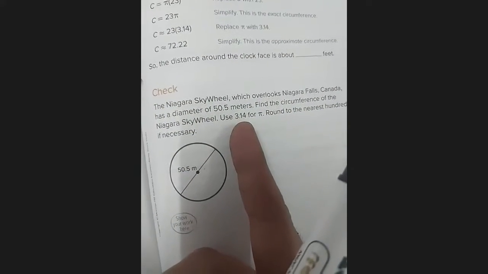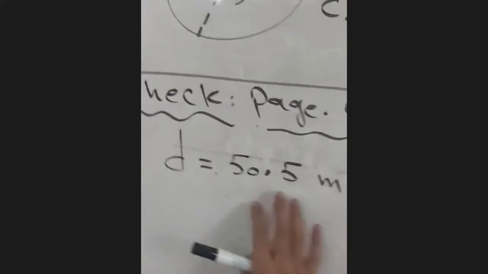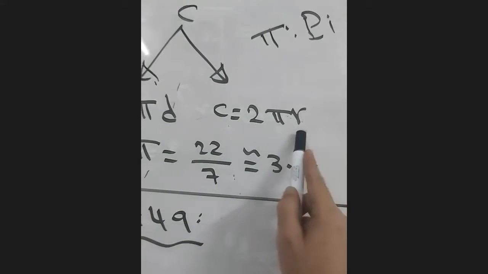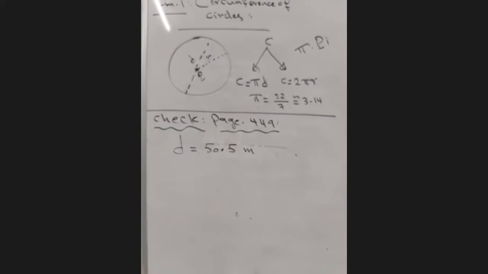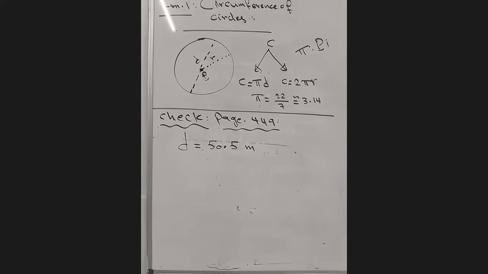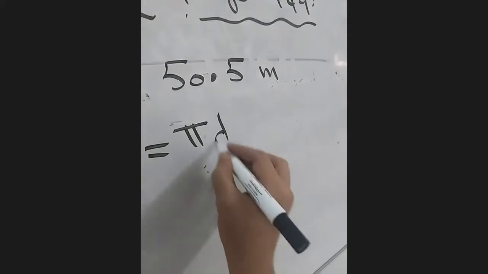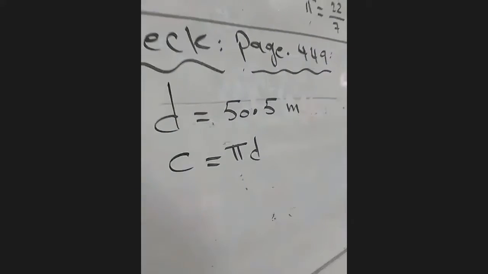If necessary. So we have this circle, guys, in front of you. The diameter is given, 50.5 meters. We want to find the circumference, and we want to use 3.14 for the pi, and we will round if necessary. Let's talk about the rounding today. Now, here the diameter is given, Ali, right? What will we use? C equal pi d or C equal 2 pi r? C equals pi d. So the formula, guys, is C equals pi multiply d, but we don't write multiply in algebraic expressions, right?